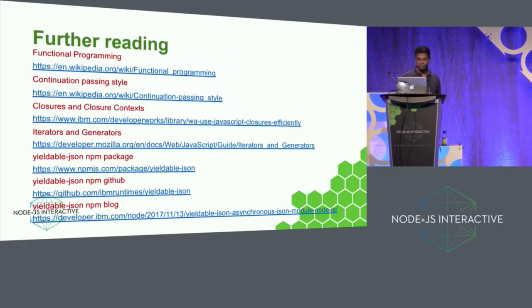That's pretty much what I wanted to cover. These links have all the material which I talked about: functional programming, continuation passing style, closure, context, etc., and the package link for yieldable JSON and the GitHub URL. Yieldable JSON is just an example. We do several such research projects year on year.